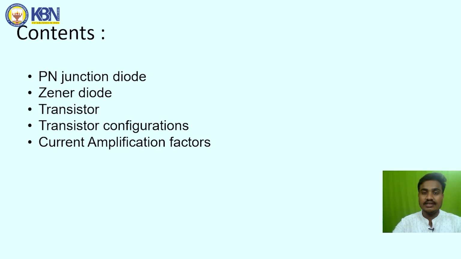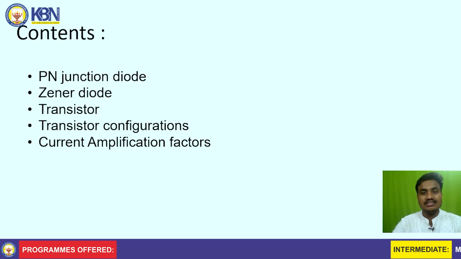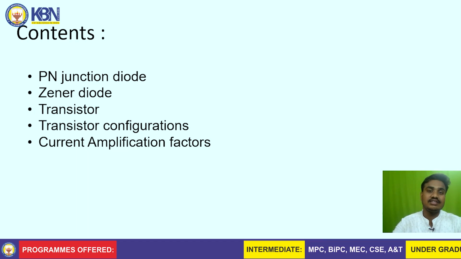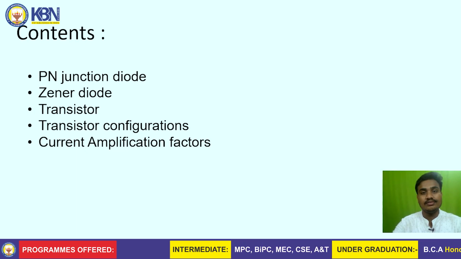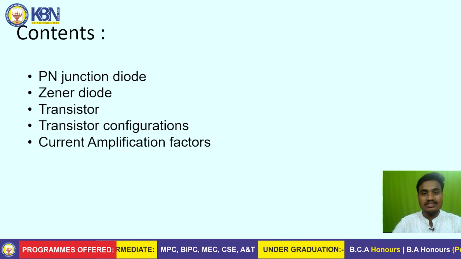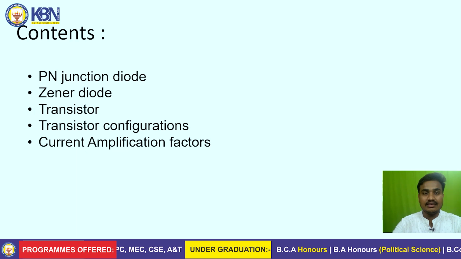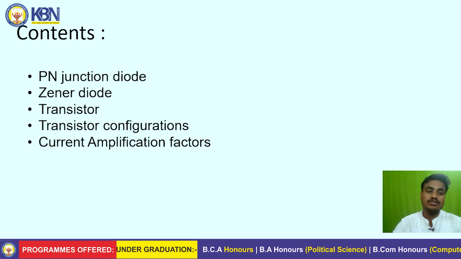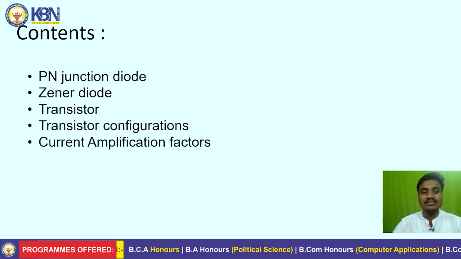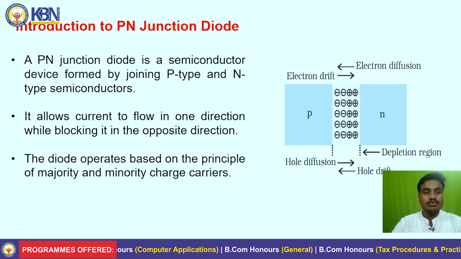In this session, we are going to have contents like what is a PN junction diode, what is its working principle, what are the different biasing conditions, and the VI characteristics, voltage versus current characteristics, in a PN junction diode. Then we are going to have the Zener diode, its circuit symbol, how it can be represented in a circuit. Then about the transistor configurations and current amplification factors. Okay, the first one is about the PN junction diode.